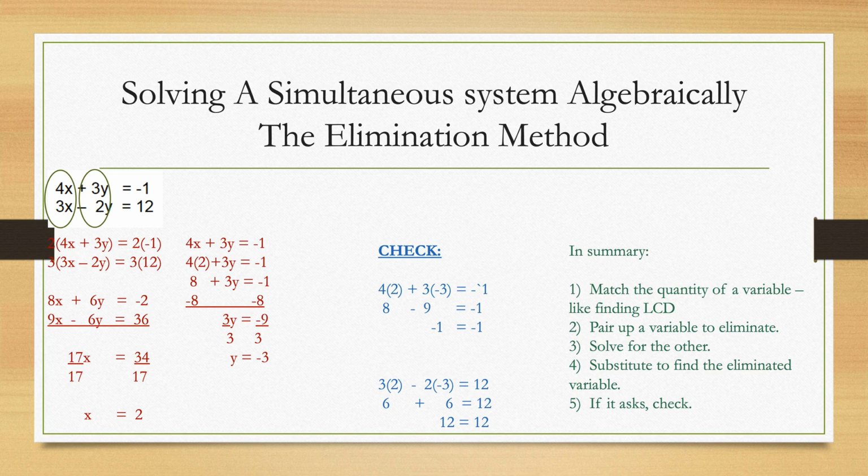Pair up a variable to eliminate. Doesn't matter which one. It's easier if you choose ones with opposite signs. Solve for the other variable, so I paired up the y's, I solved for x's. And then substitute to find the eliminated variable. I got x, I substituted that in to get y. And then if it asks, check.